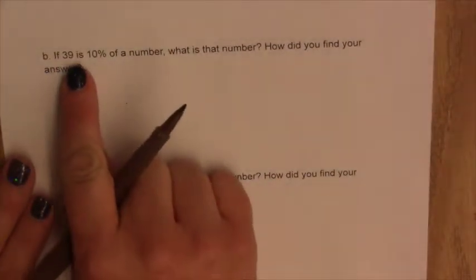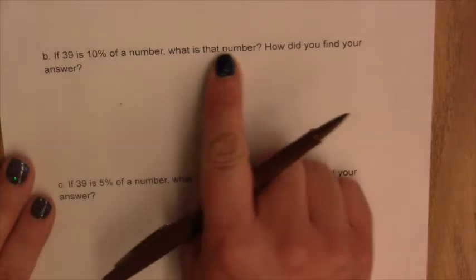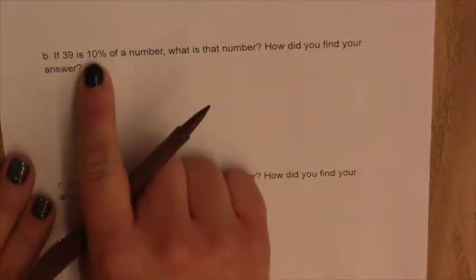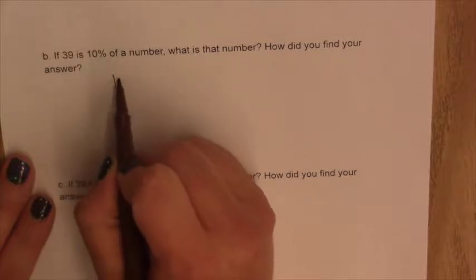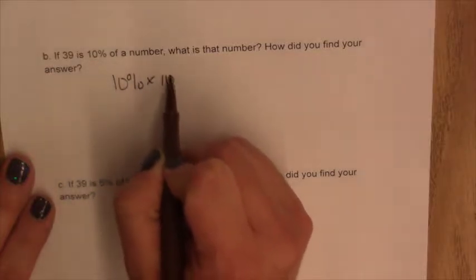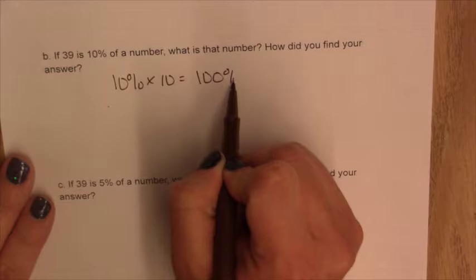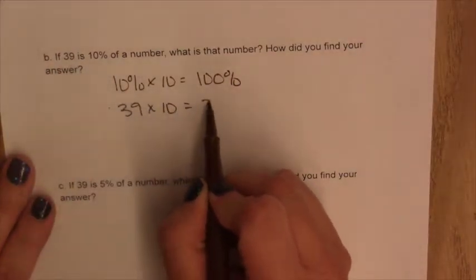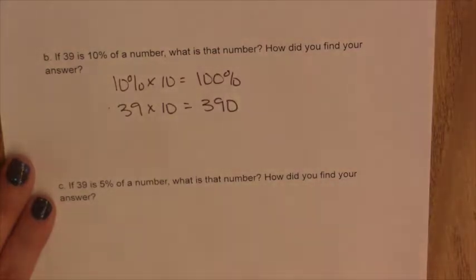B, if 39 is 10% of a number, what is that number and how did you find your answer? So for this one I know 10% times 10 would give me 100%, so I'm going to do the same thing to my 39. So 39 times 10 would be 390.